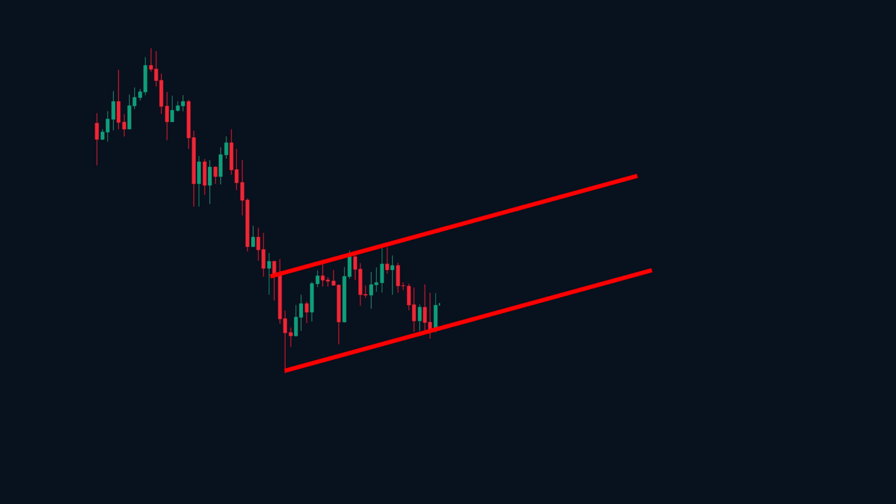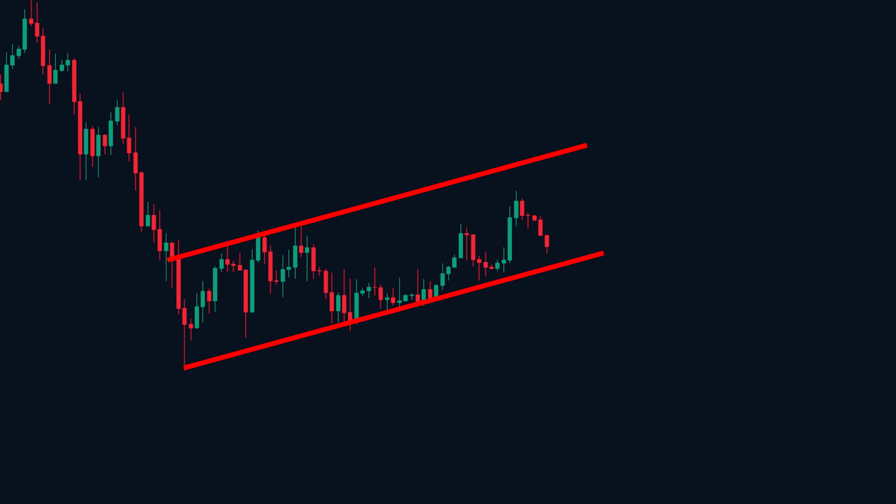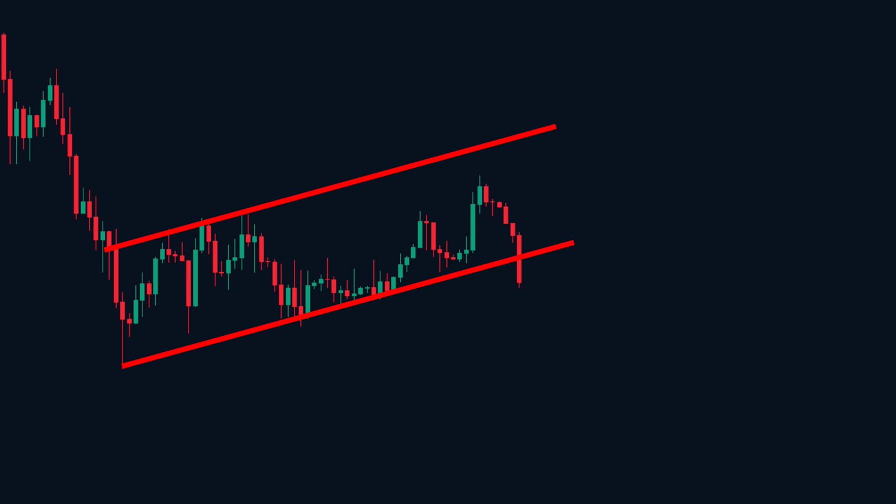Then, sellers begin taking profits, allowing price to retrace inside a small upward sloping channel. Even though buyers manage to push price slightly higher, they don't have enough strength to reverse the trend. Eventually, price breaks below the flag, confirming that sellers are back in control.